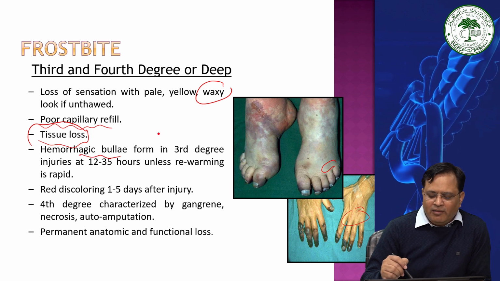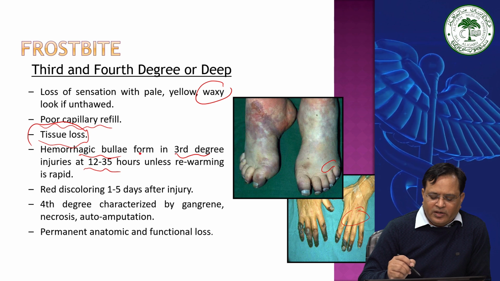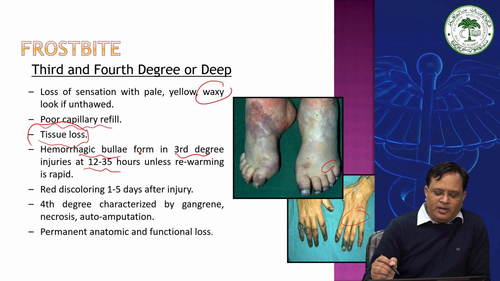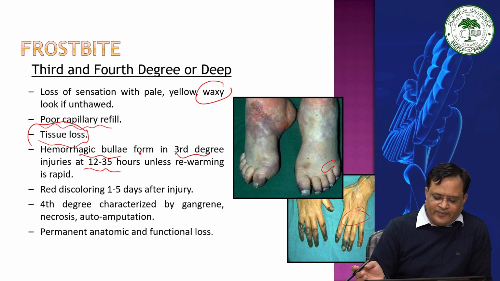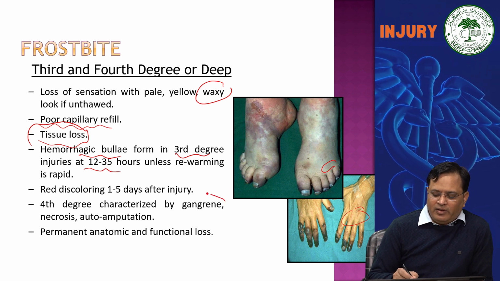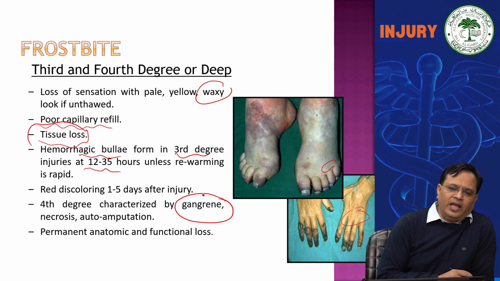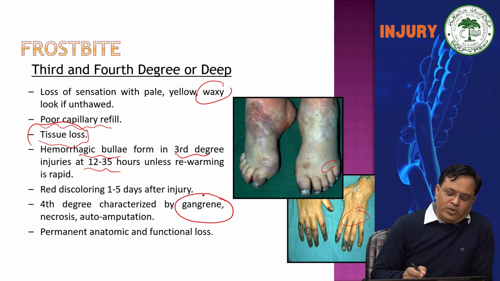Hemorrhagic blebs can develop in the third degree at 12 to 36 hours unless rewarming is rapid. Red discoloration can happen 1 to 5 days after injury. Fourth degree is characterized by gangrene, which I was talking about. Gangrene can happen, serious necrosis can happen, and auto amputation can happen.